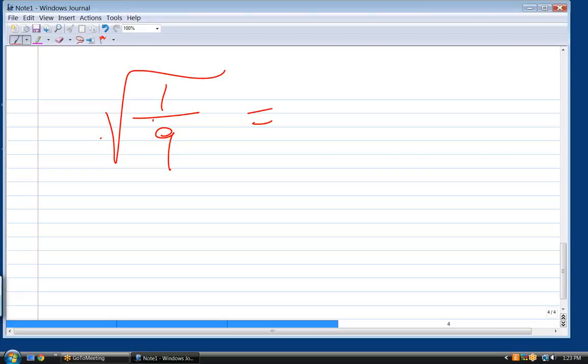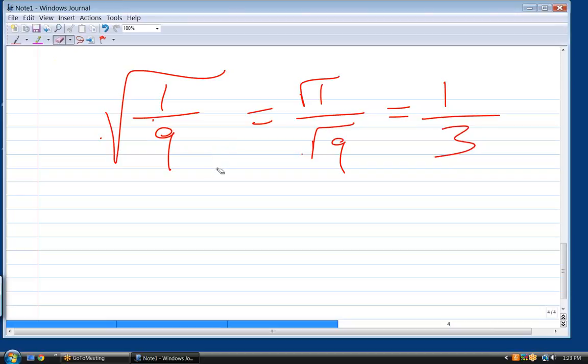That's equal to 9. Wait, no. Let's do it in two steps. It's going to be the square root of 1 divided by the square root of 9, first of all, correct? Yeah. Okay, what's the square root of 1? 1. What's the square root of 9? 3. There's your answer, 1/3. Oh, okay. Okay, getting it now, I think?